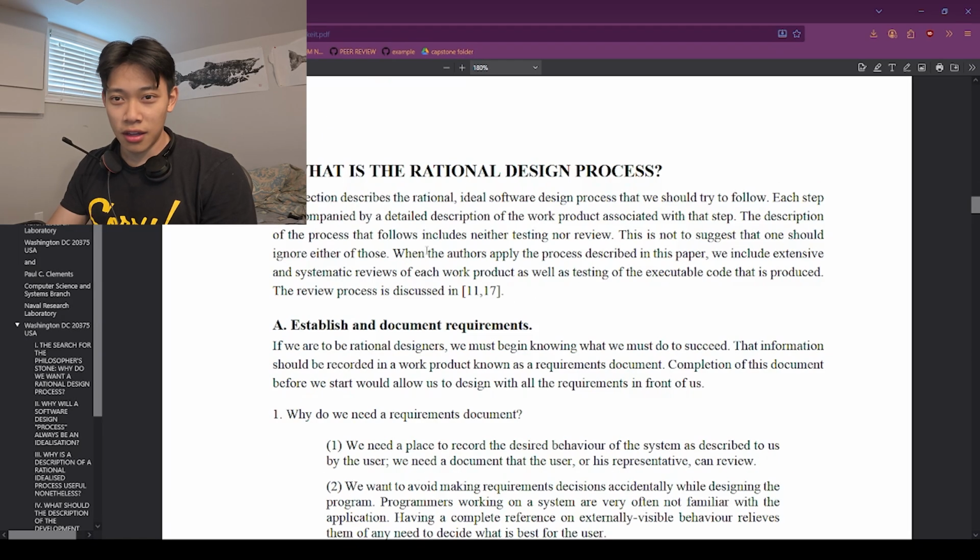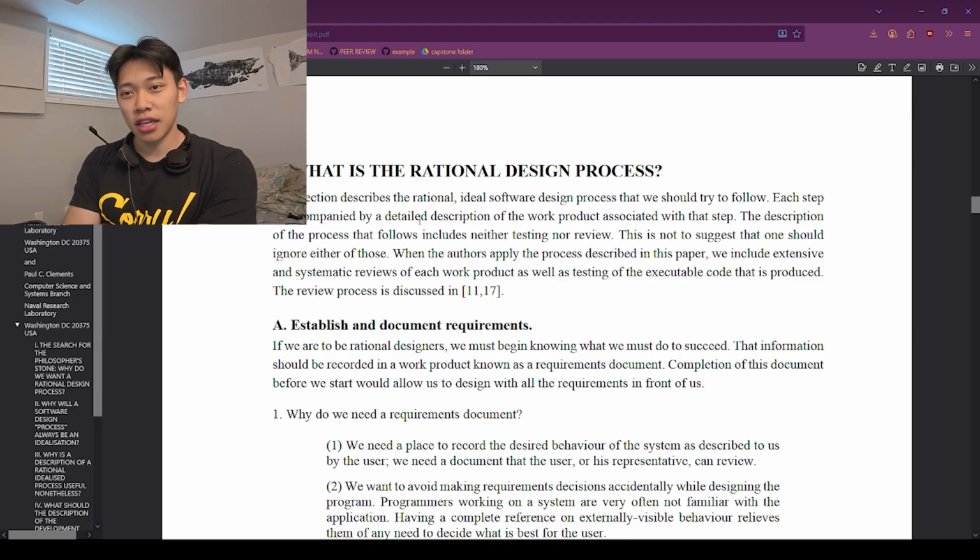Okay. What is the rational design process? This section describes the rational ideal software design process that we should try to follow. Each step is accompanied by a detailed description of the work product associated with that step. The description of the process that follows includes neither testing nor review. This is not to suggest that one should ignore either of those.